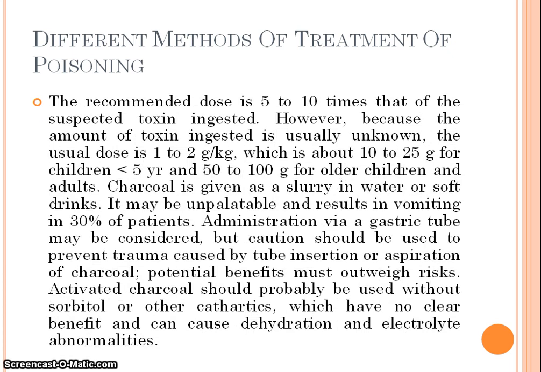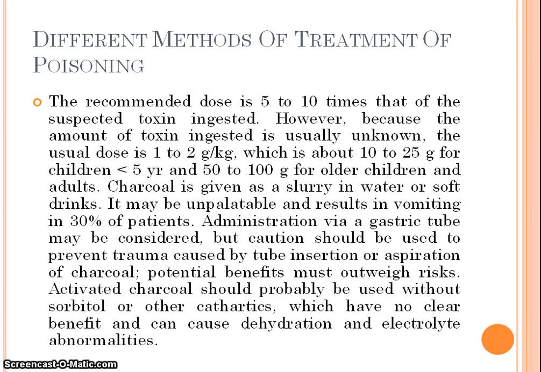The recommended dose is 5 to 10 times the amount of the suspected toxin ingested. However, because the amount of toxin ingested is usually unknown, the usual dose is 1 to 2 gram per kg, which is about 10 to 25 gram for children less than 5 years and 50 to 100 gram for older children and adults.